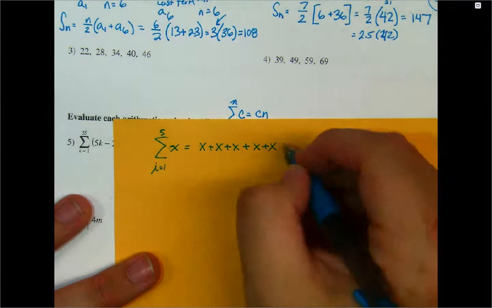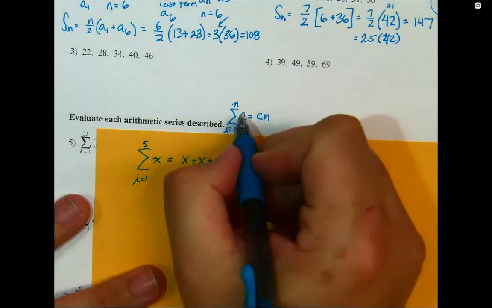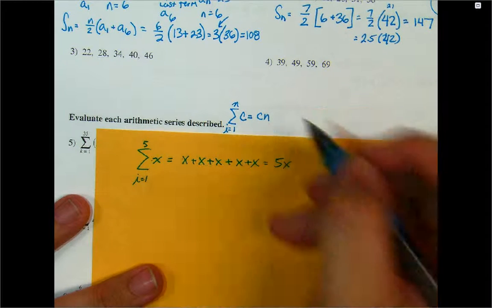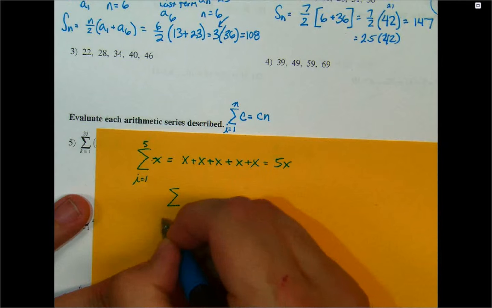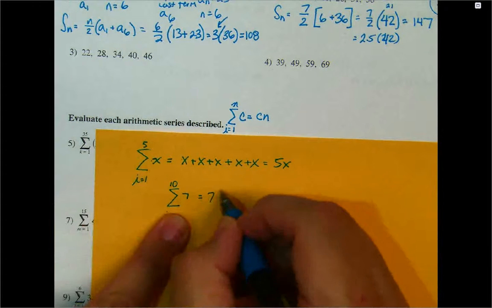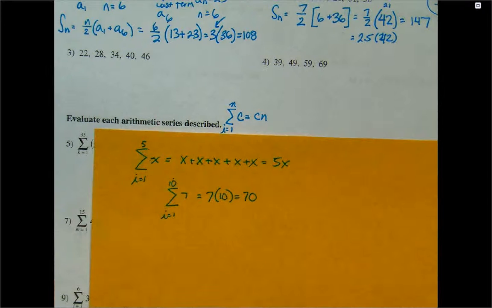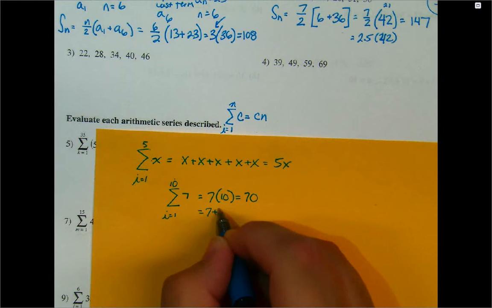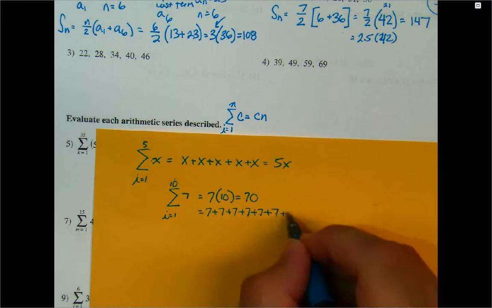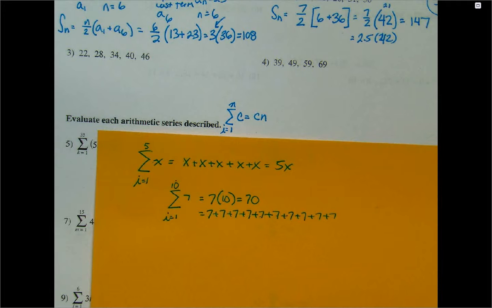So the idea is that if you just have a constant here, you just have to multiply whatever the n is times what the constant is. So if I took, for example, i equals 1 to 10 of 7, I just have to take the 7 and multiply it by the 10, which would be 70. Because this means 7 plus 7 plus 7 plus 7 plus 7 plus 7, 2, 3, 4, 5, 6. What is that sign called? It's a summation. It's the Greek letter sigma.